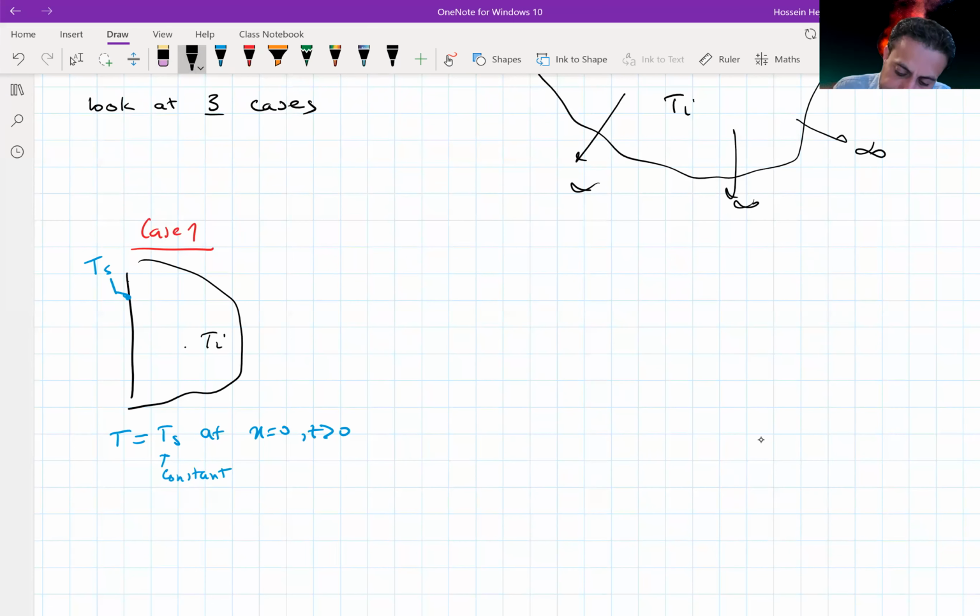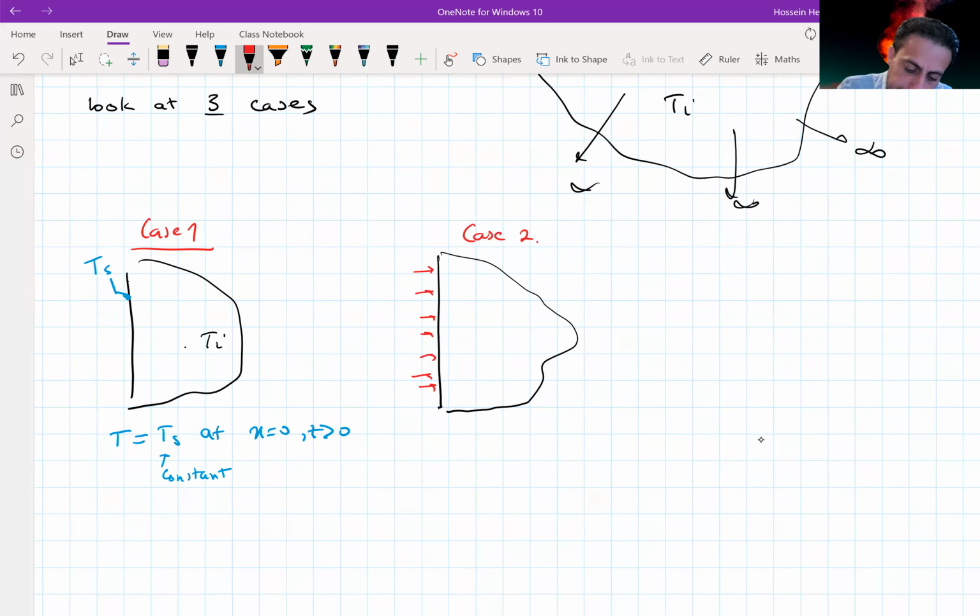The other case is when we have a flux. With some means we have a constant heat flux getting into the solid or going out from the solid. This is case two. Again, this is Ti, and here q double prime is minus k dT/dx at x equal to 0, and again assuming that's a constant heat flux.